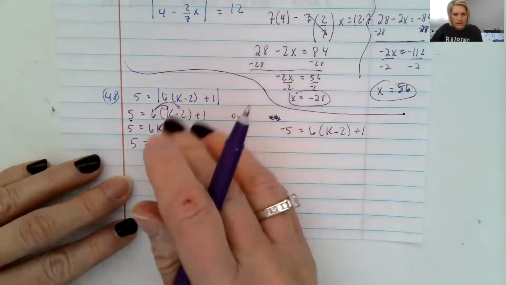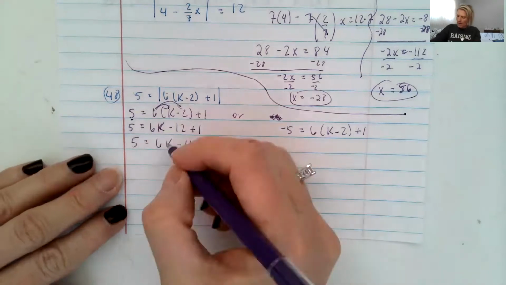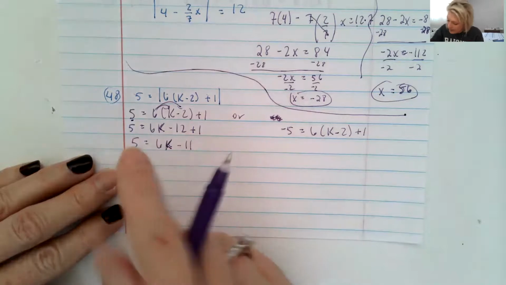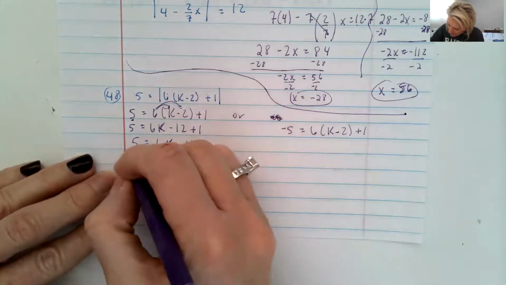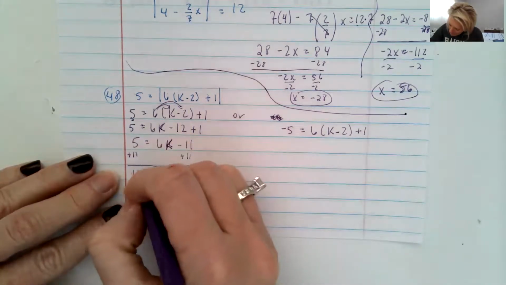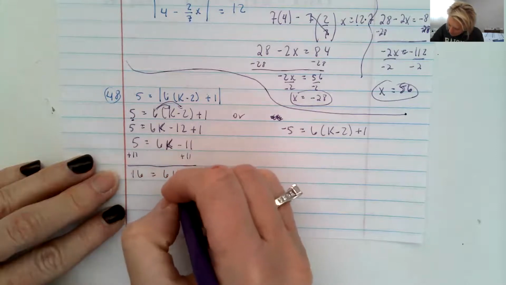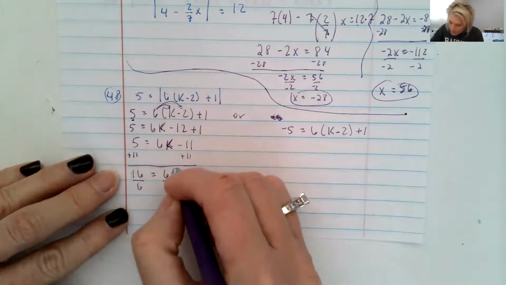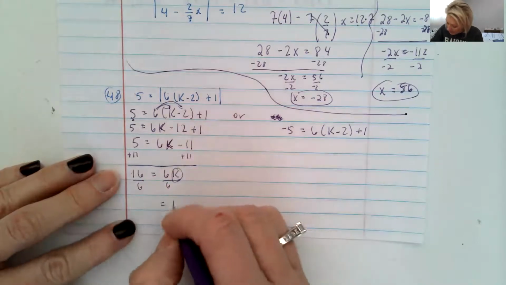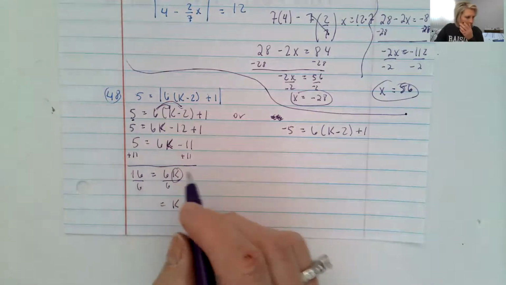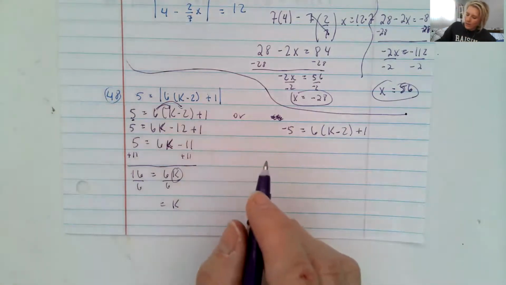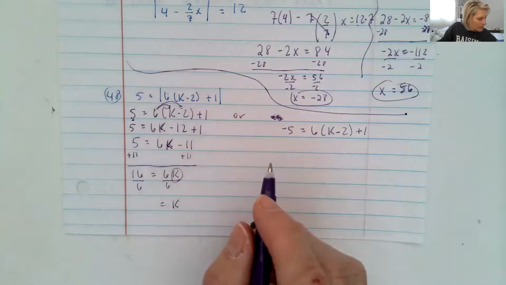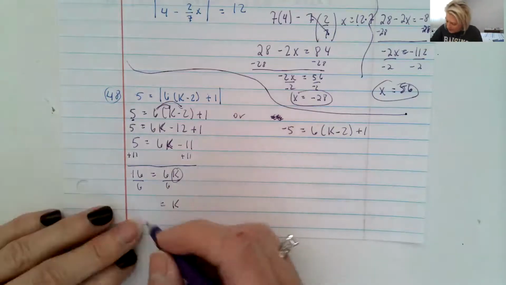You're combining the like terms on each side. And now our variables are all on the one side on the right. So I'm going to move my constant to the left by adding 11. And we get 16 equals 6k. And then we're going to divide by 6 to isolate k. And so 16 divided by 6 reduces to 8/3.